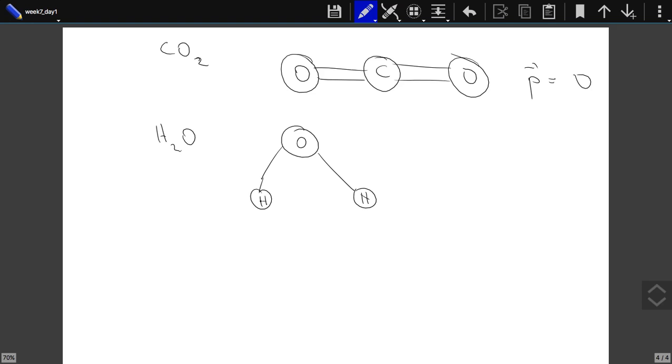But if you consider molecules like H2O, the water molecule has this shape. You have the oxygen and then the hydrogen bonds. They are at such an angle. Again, each one of these bonds is polarized. They have a dipole moment. So if you sum them up, the total is non-zero.